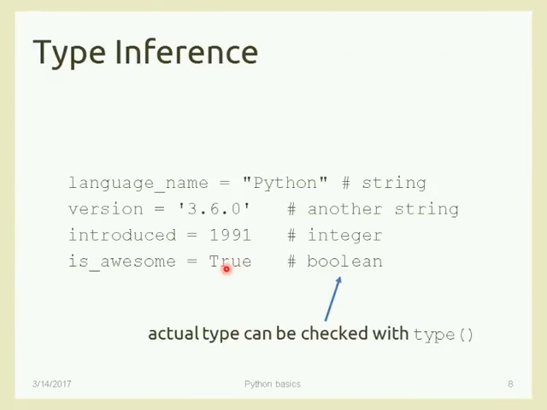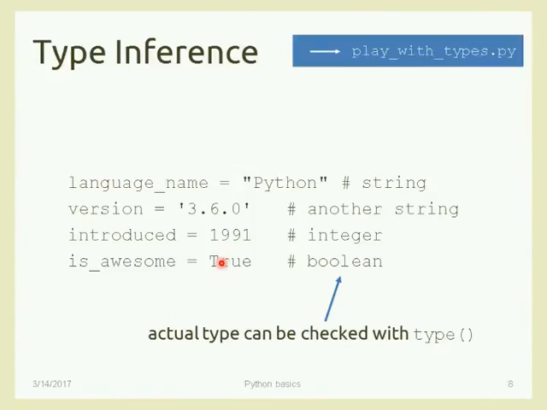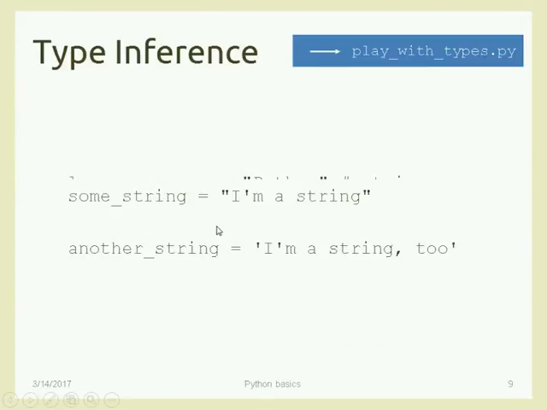Python will try to infer the proper type of a variable. So in this case, it will show you that this is a string, this is a string, this is an integer, and this is a Boolean. But you can also ask Python what is the type it inferred, to check if it's correct or to perform any other operation. And you can check this with the type function. So let's see what this type function does.